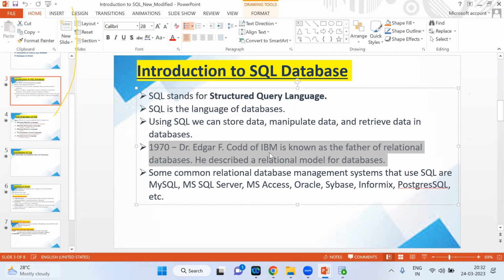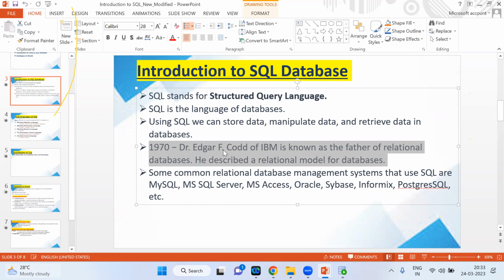Like if you go to a hospital in one location and you are registered there, and the same hospital is there in the USA, they will be able to retrieve your data from there also. Even far away, they will be able to access your data. So that is the concept.